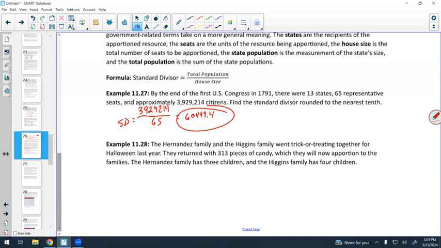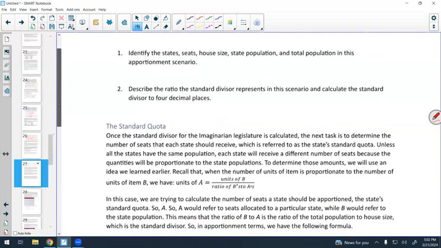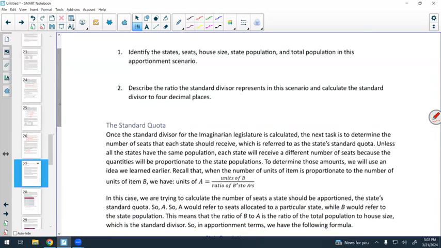Okay. The Hernandez family and the Higgins family went trick-or-treating together for Halloween last year. They returned with 313 pieces of candy, which they will now apportion to the families. The Hernandez family has 3 children, and the Higgins family has 4 children. Identify the states, seats, house size, and state population.